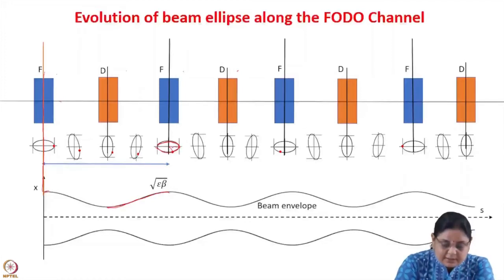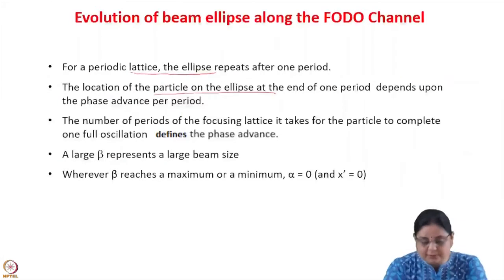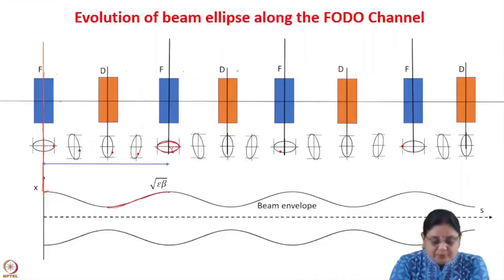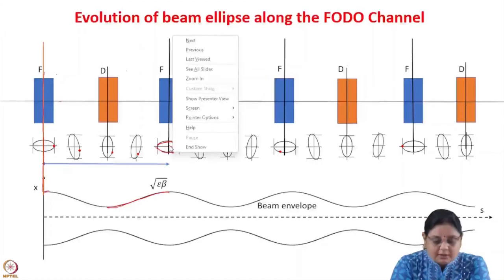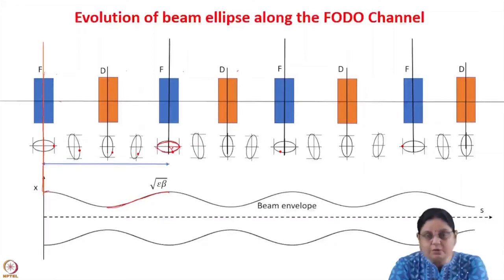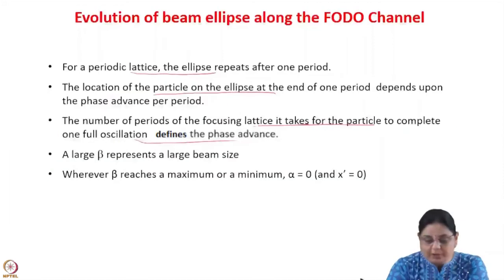This angle is known as the phase advance. So the number of periods of the focusing lattice it takes for the particle to complete one full oscillation defines the phase advance. Now in one period, the phase has advanced so much. Now in n number of periods, it will come back to the same location. So that gives you the phase advance of the lattice.